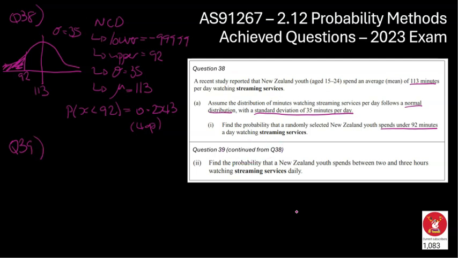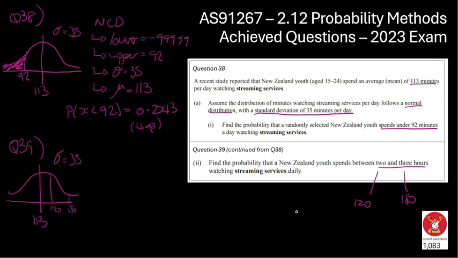So we're going to use the same information, but find the probability that a randomly selected New Zealand youth spends between 2 and 3 hours. So 2 hours would be 120 minutes, and 3 hours would be 180 minutes. So we're trying to find the probability somewhere in between that range there. So like we did previously, let's sketch my graph. We had 113 as the mean, the standard deviation was 35, and we were trying to find 120 to 180. So we're trying to find that shaded portion there.